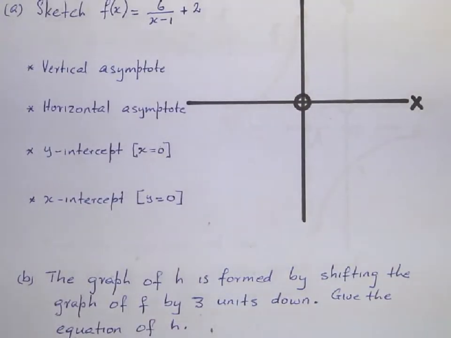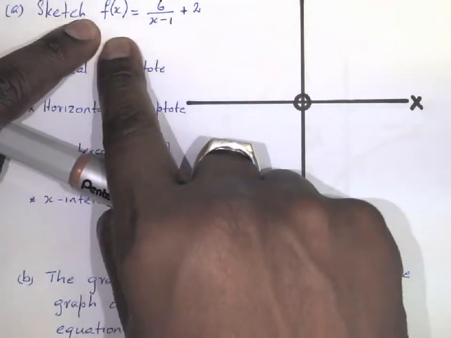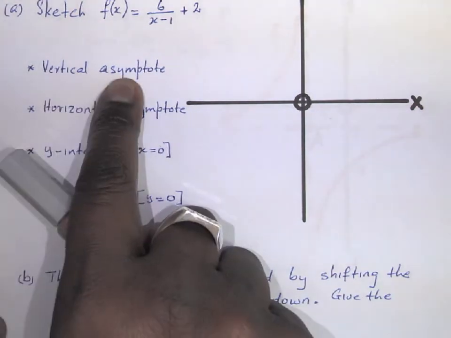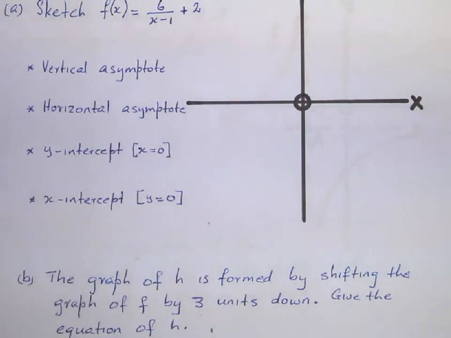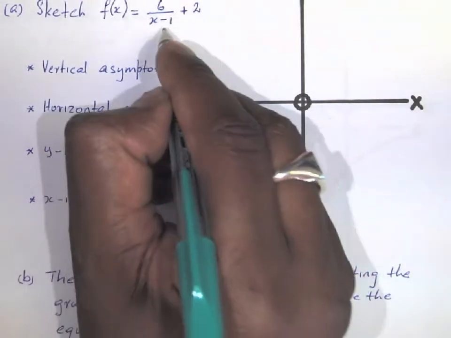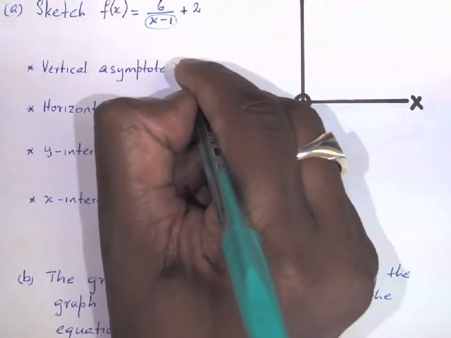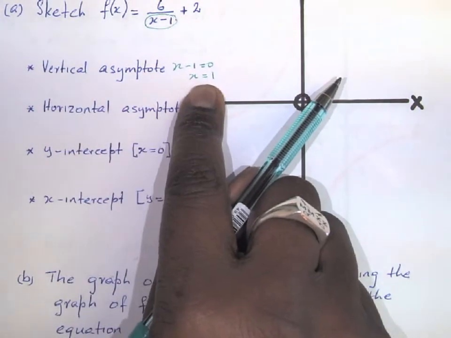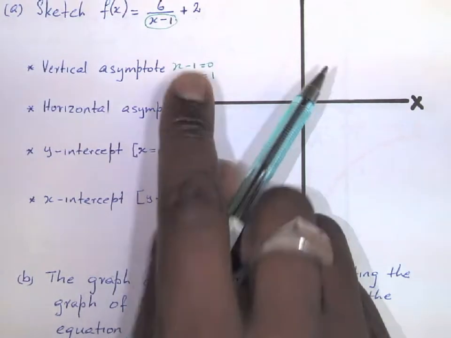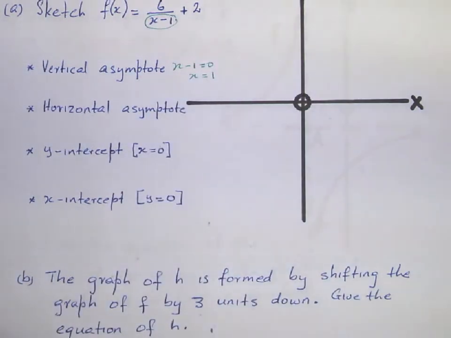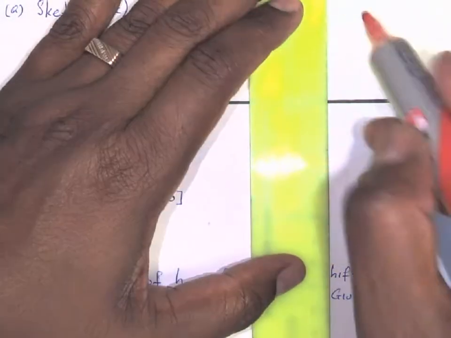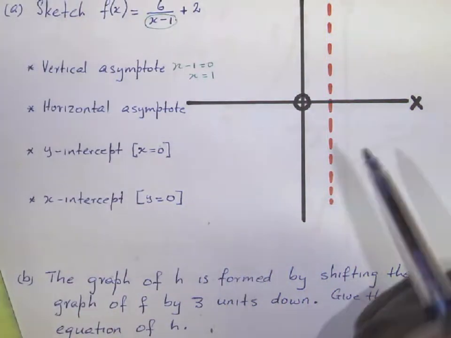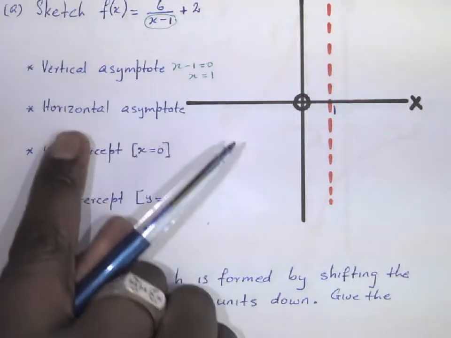Suppose we are expected to sketch the graph of f of x equals 6 over x minus 1, plus 2. And the question is, what is the vertical asymptote of this function? To find the vertical asymptote, remember that we take x minus 1 and equate it to 0, so x equals 1. That would be the vertical asymptote of this graph, meaning that if I were to draw this graph, at x equals 1 I'll have a vertical asymptote. Next, the horizontal asymptote.